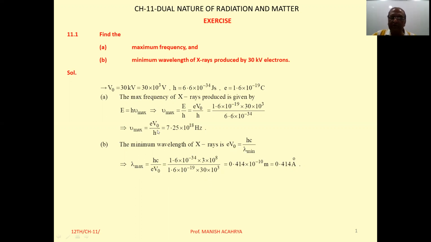Or directly you can calculate with the help of this maximum frequency also. c, that is lambda into f. So lambda, that is c by f. So if we take the frequency that is maximum one, obviously you will get lambda that is minimum one. Okay. So using that equation also you can calculate minimum wavelength. Clear to all of you?